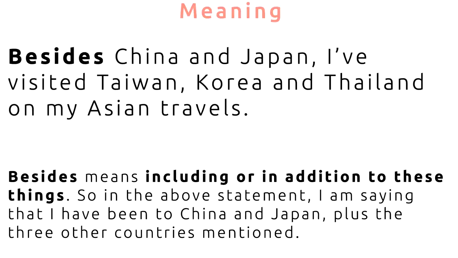Have a look at this example. Besides China and Japan, I visited Taiwan, Korea, and Thailand on my Asian travels. So what does besides mean? Besides means including or in addition to these things. So in the above statement, I am saying that I have been to China and Japan plus the other three countries mentioned, which are Taiwan, Korea, and Thailand.